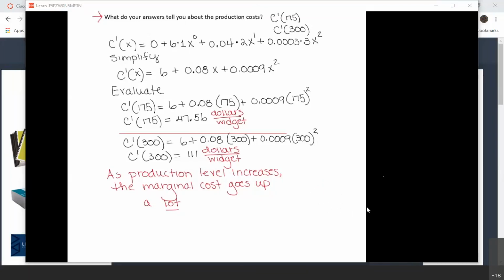But let me ask at this point, any questions about this example? Anybody have a question about this example? No questions for me. Okay, great.